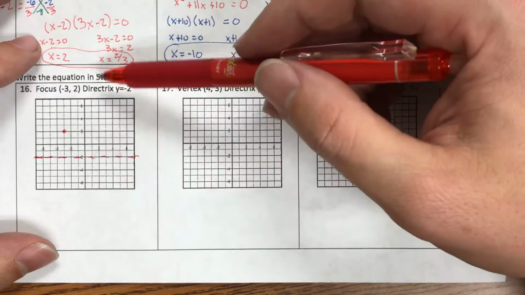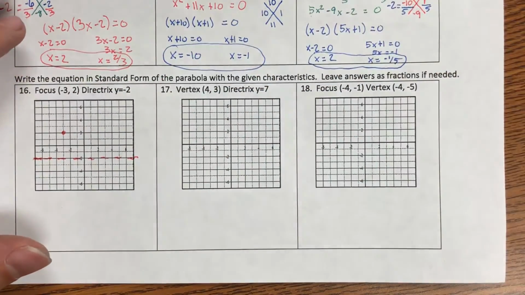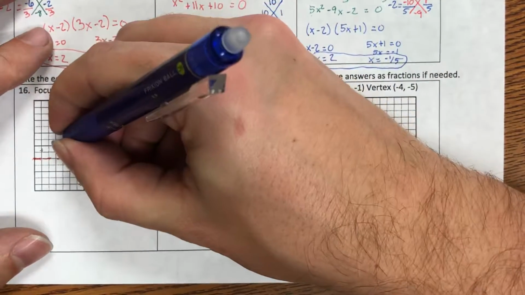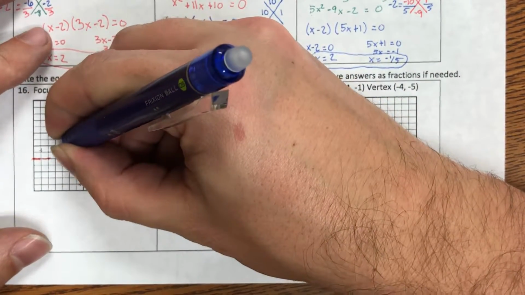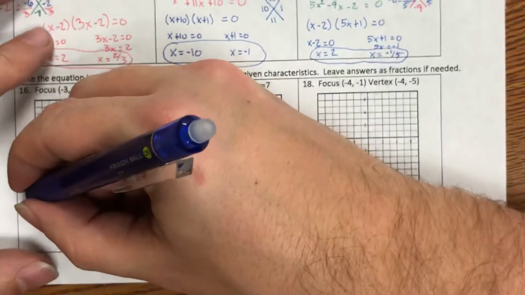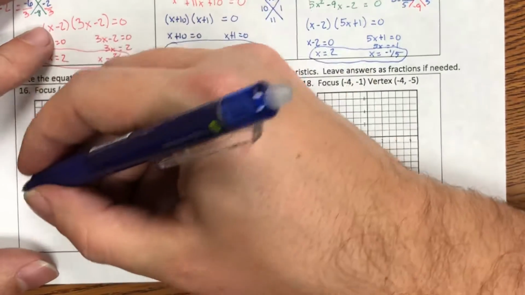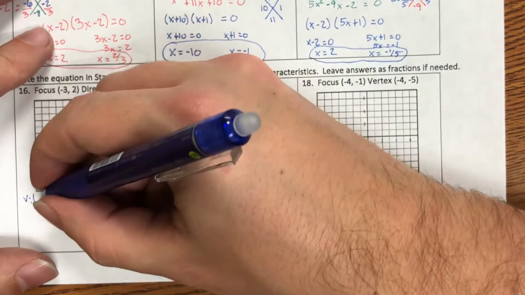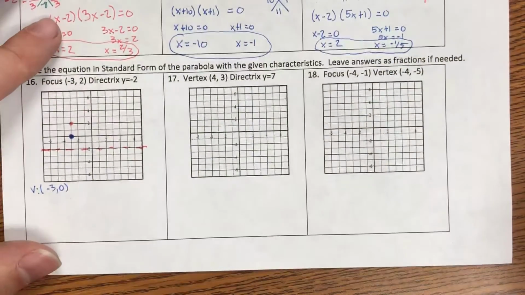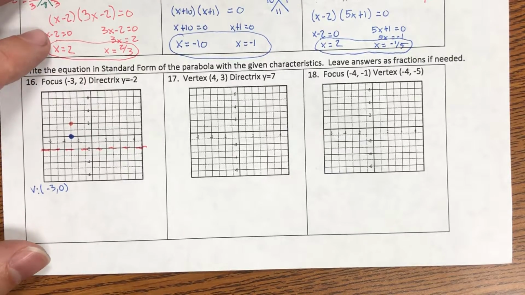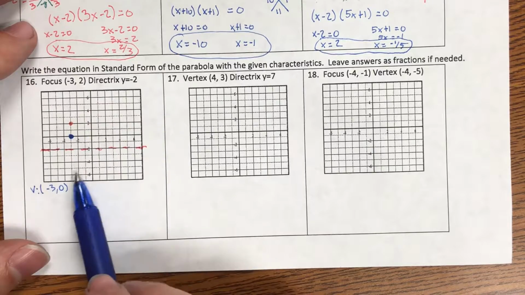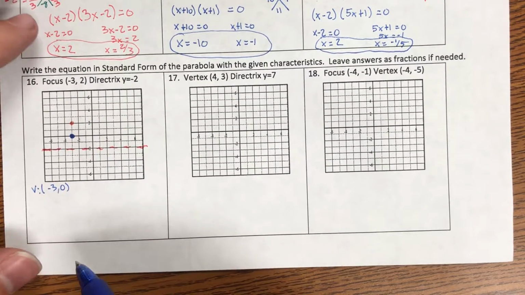Directly between my focus and directrix will lie my vertex. So my vertex is going to be right here between the two of them. So my vertex point is at negative 3, 0. I need to start by putting this equation in focus form.